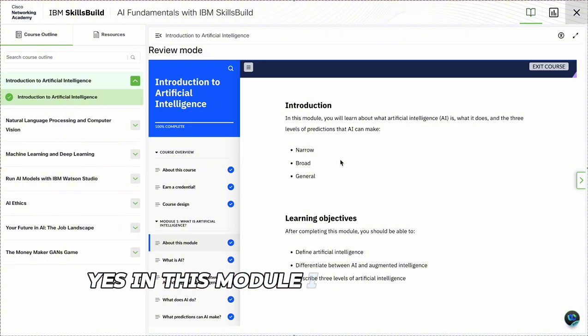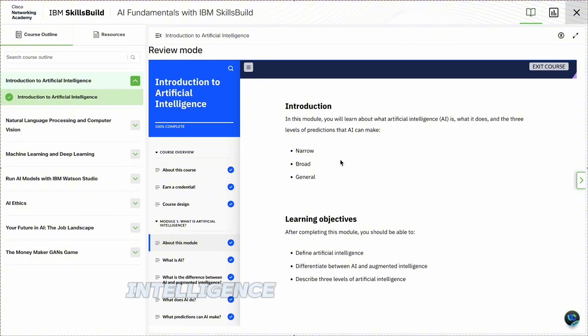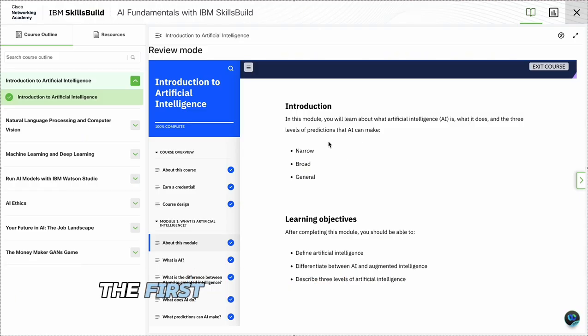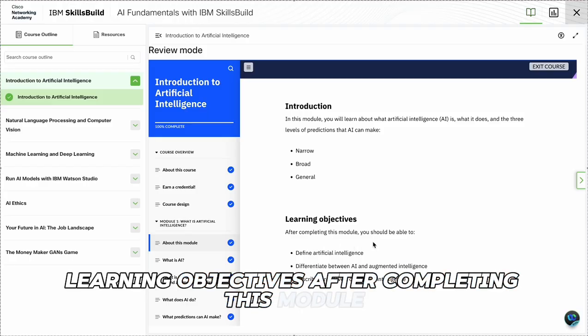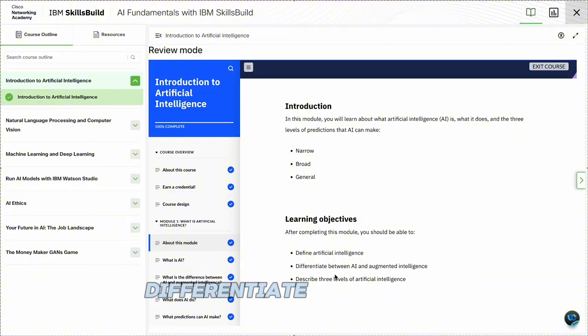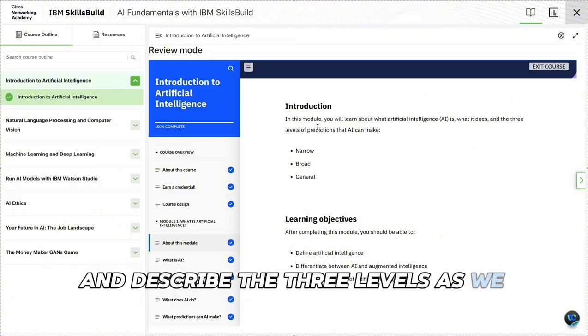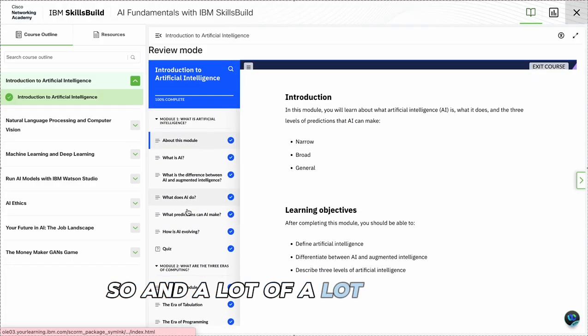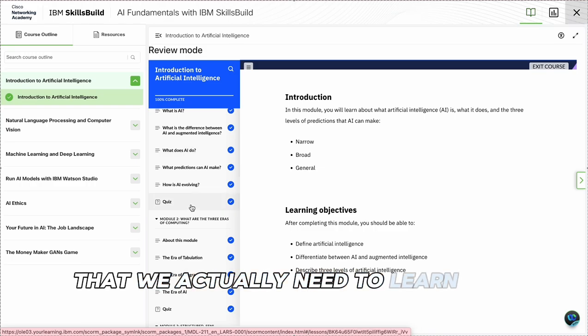In this module, I learned about what artificial intelligence is, what it does, and the three levels of prediction that AI can make. The first one narrow, the second broad, and the third one general. Learning objectives: after completing this module, I should be able to define artificial intelligence, differentiate between the types of AI, and describe the three levels as we looked at before. And there are a lot of things that we actually need to learn.